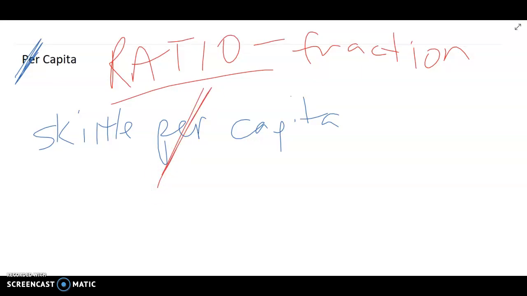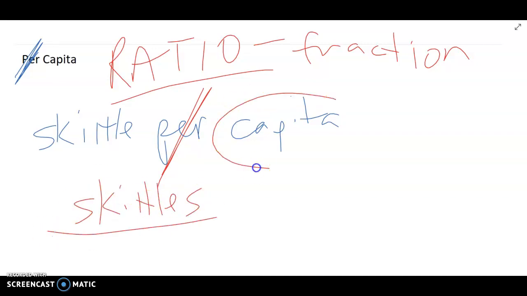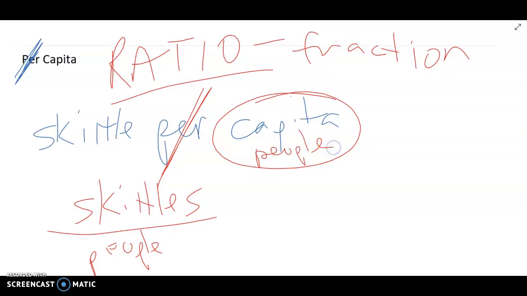That means as a ratio, we would put the Skittles on top and the capita, or the people, on the bottom, because that's what capita is. Capita is simply people. So you're trying to find, and generally it's per one person. That's kind of the idea of per capita.